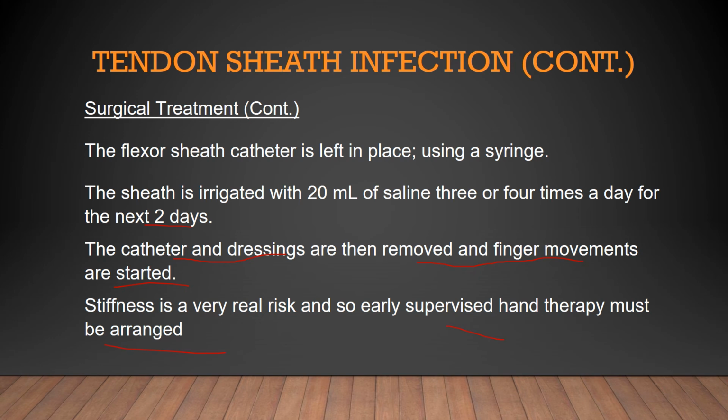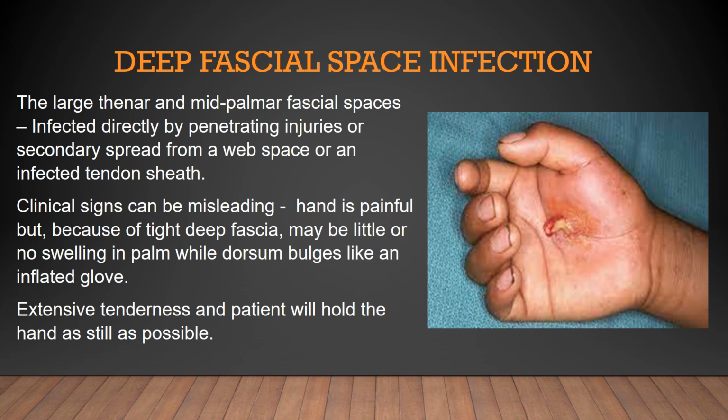That's also important. Now coming to the deep fascial space infection, whereby the large thenar and mid-palmar fascial spaces are infected directly by penetrating injuries or secondary spread from a web space or an infected tendon sheath. As you can see in the picture here, this is how it looks. The clinical signs can be misleading. The hand is painful, but because of the tight, deep fascia, there may be little or no swelling in the palm, while the dorsum of the hand would bulge like an inflated glove. The tenderness would be very extensive, and the patient would even hold the hand as still as possible.